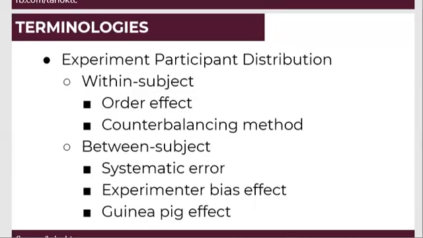So it can be accidental. The Gini effect, on the other hand, refers to experimental results caused by the subject changing normal behavior or attitudes to cooperate with the experimenter. So in order to avoid systematic errors, we try to use randomization.